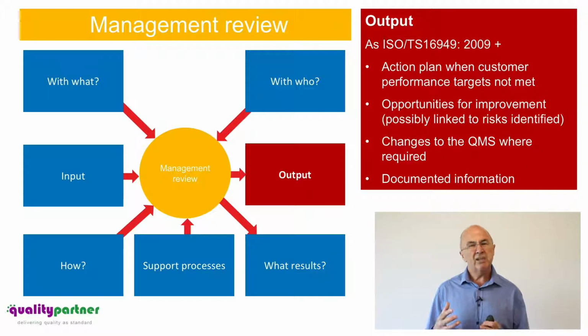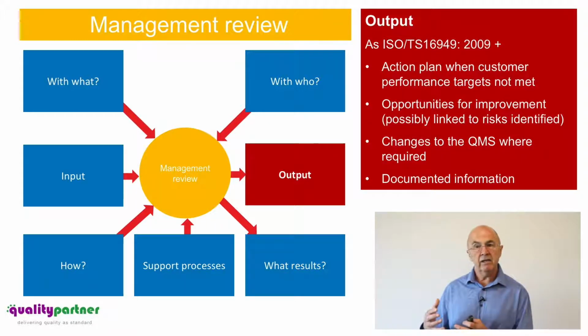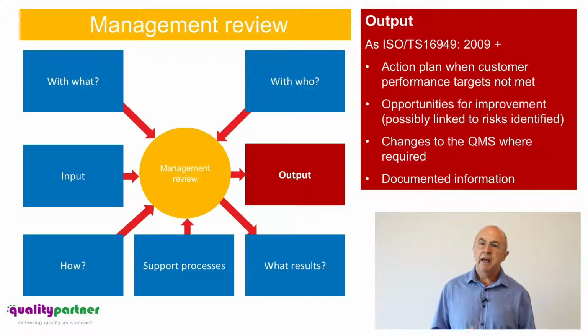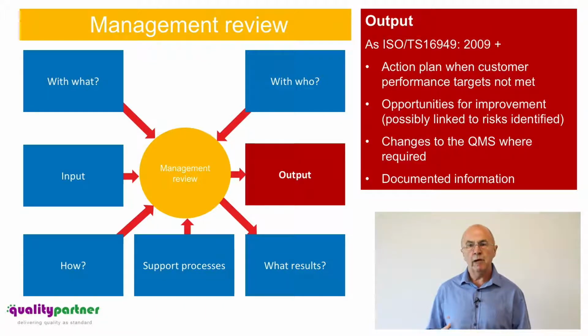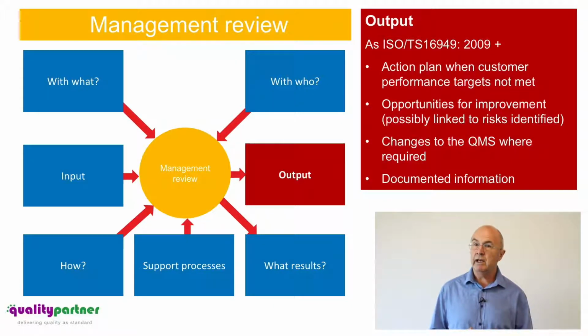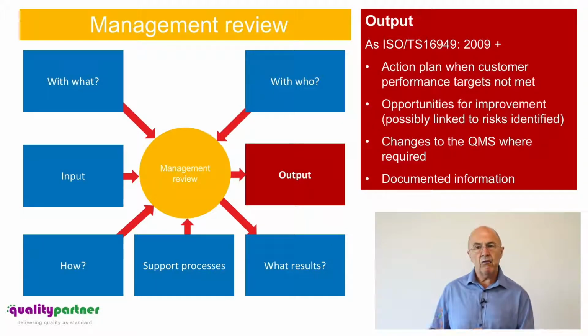The next thing that management need to consider as an output of management review is opportunities for improvement. This is not a new requirement, but we need to think about opportunities for improvement linked to the risk and opportunities we've identified within each of the processes. The next thing we need to think about is what changes we need to make to the quality management system as part of things that we've identified within the management review process. So one of the outputs from management review should be looking at not just a record of the management review meeting or forum, but how we are taking that output and improving our quality management system.